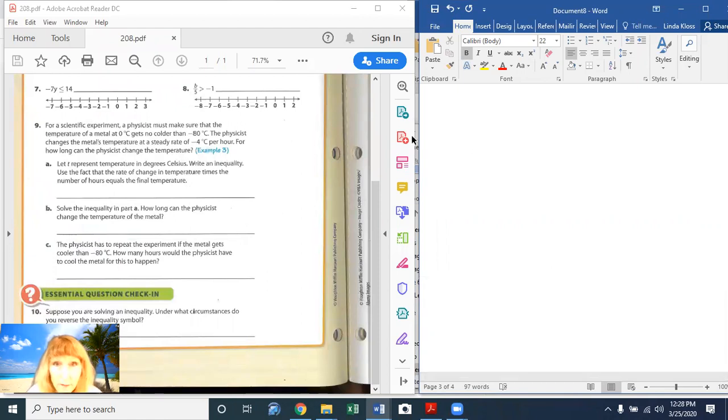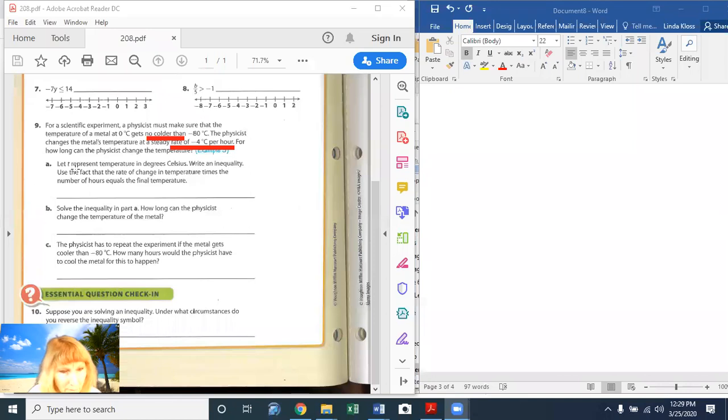Okay, number 9. For a scientific experiment, a physicist must make sure that the temperature of a metal at 0 degrees Celsius gets no colder than -80 degrees Celsius. The physicist changes the metal's temperature at a steady rate of -4 degrees Celsius per hour. So this is a rate. We always know that a rate means multiplying by a variable. And we know it's going to get no colder than. That's another hint that it's going to be an inequality. For how long can the physicist change the temperature?